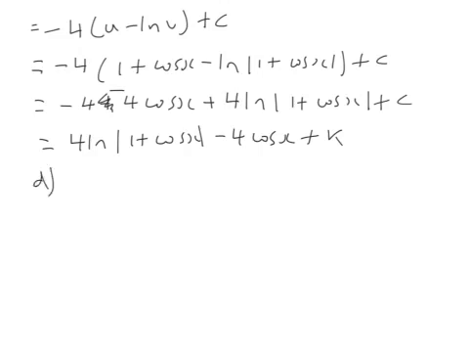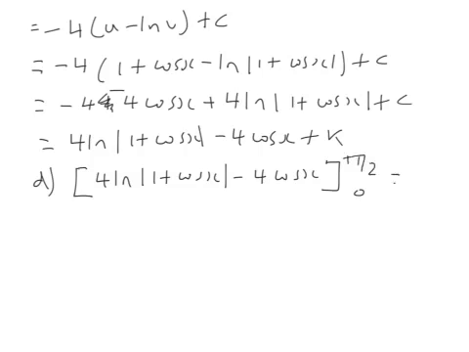Now in part D we have to calculate the error of the estimate in part B. So we need to now evaluate plus 4 ln 1 plus cos x minus 4 cos x. Don't need to bother with the constant because we're evaluating it from 0 to pi by 2, and that works out to be 4 minus 4 ln 2. So the error is 4 minus 4 ln 2 minus the original answer, which was 1.1504.